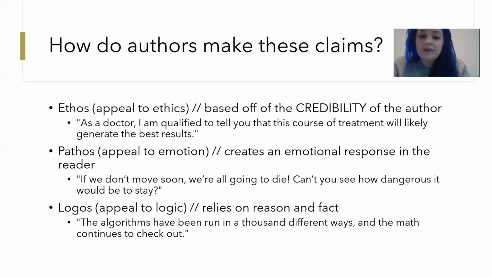Finally, we have logos, which is an appeal to logic. So this relies on reason and facts. So the logarithms have been run in 1,000 different ways, and the math continues to check out. So one way to identify logos is if you have numbers or statistics, data, things like that. However, it doesn't just have to be numbers and mathematical equations. It can also just be something that's logical. Because this happened, right? That can be an appeal to logic as well. So you should look for numbers and data and things like that in your articles, but it's not the only way to appeal to logos, okay?